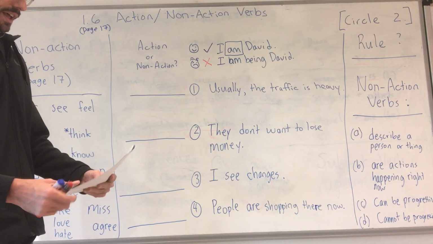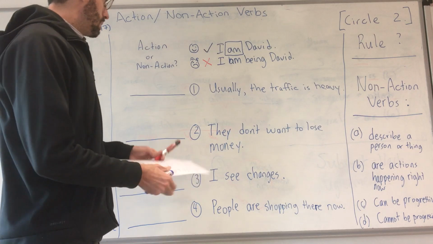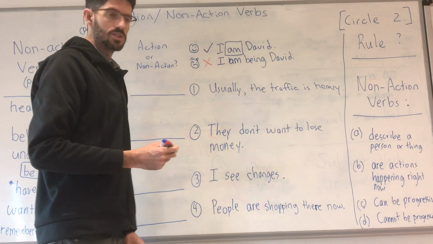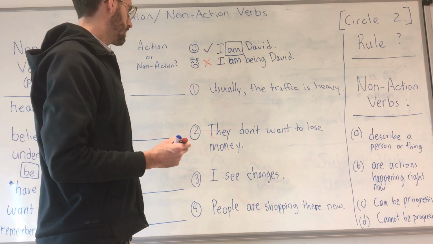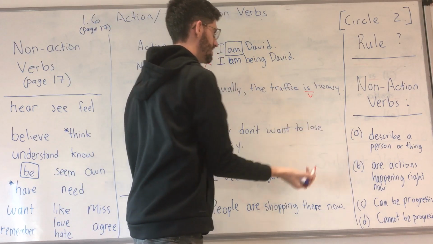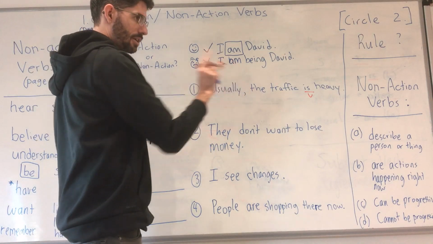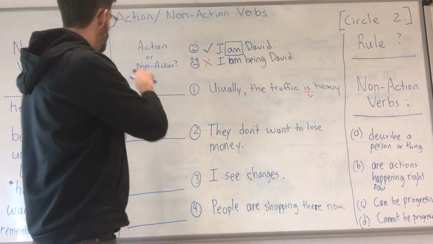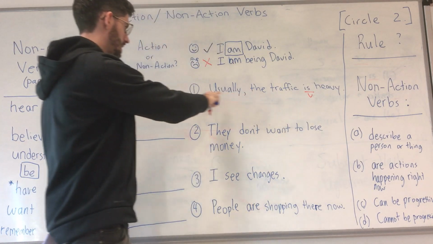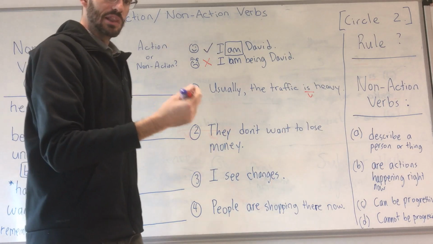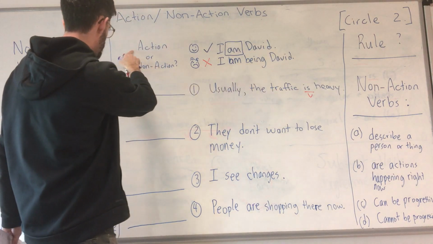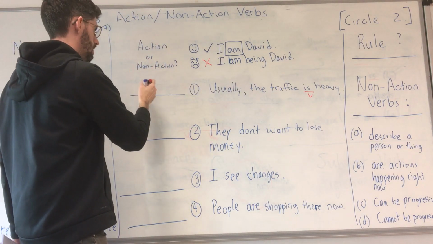I would like, first thing, we will read the sentence and underline the verb, okay? So number one, usually the traffic is heavy. Okay, what's the verb? Yep, verb is, okay? So, number two, the second thing, is it an action or a non-action? The traffic is heavy. That means there's a lot of traffic. Many, many cars. Action or non-action? Okay, it's a non-action.